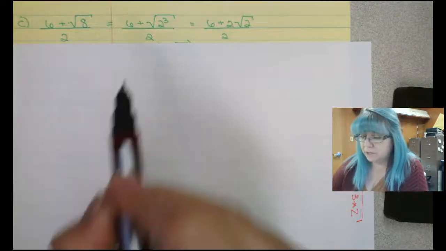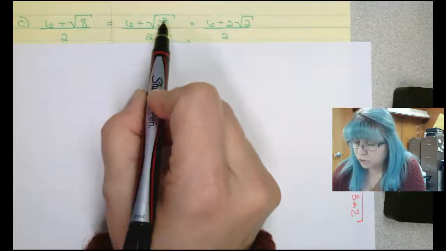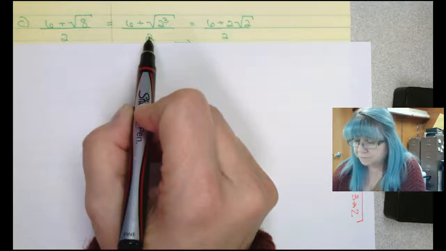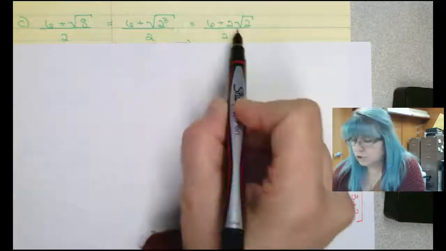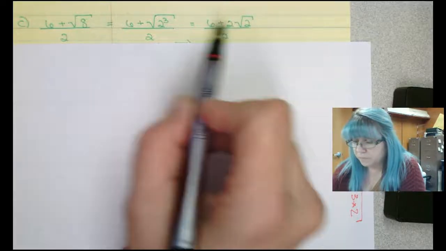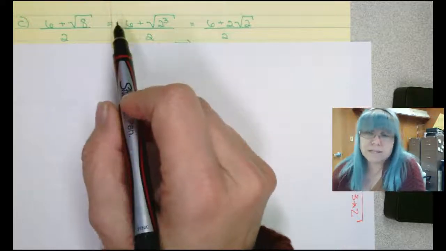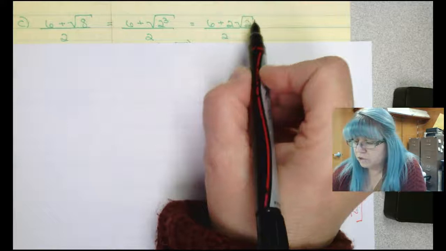the denominator. So 8 can be written as 2 cubed. So I have 6 plus the square root of 2 cubed all over 2. 2 cubed can be written as 2 square roots of 2 because that's 2 squared times 2. The 2 squared reduces. So I have 6 plus 2 square roots of 2.